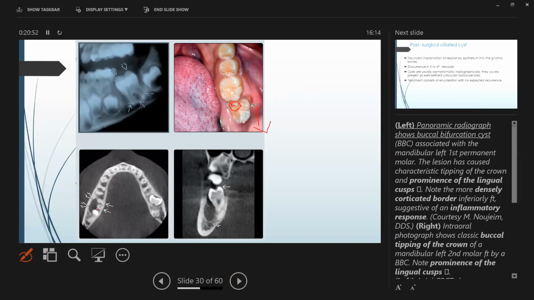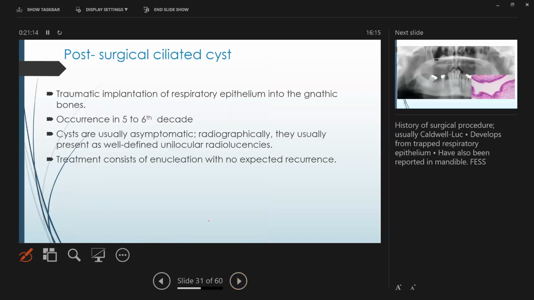Okay, so when you see that all the root apices are associated with the lingual cortex, and there is thinning of the cortex, and you can see in the panoramic there is prominence of the lingual cusp, then it is most likely to be a paradental cyst.